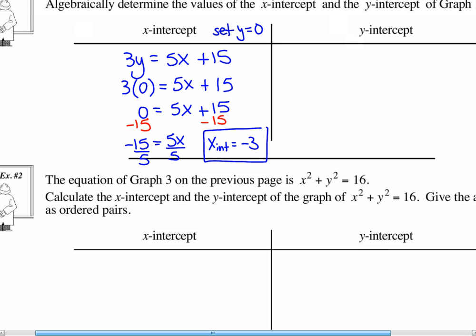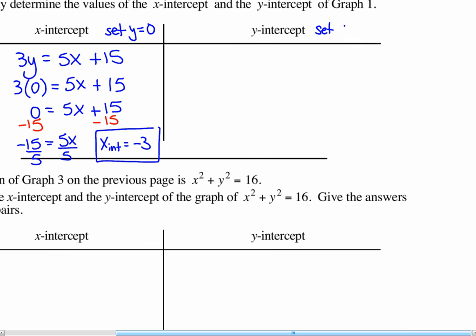Okay, y-intercept. We want the y-intercept. We're going to set x to 0. So we have the same equation that we start with, the original equation, but this time I'm going to take my x value and replace it with 0. When we replace a variable, it's always good to replace it inside brackets. It's always a lot safer.